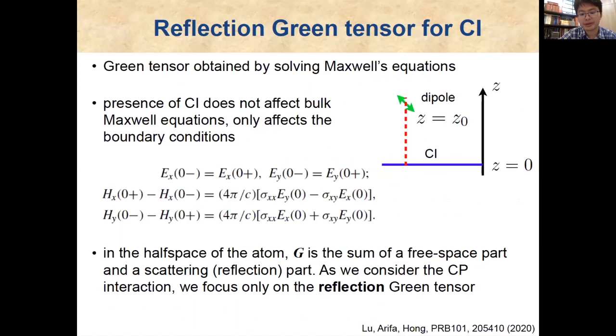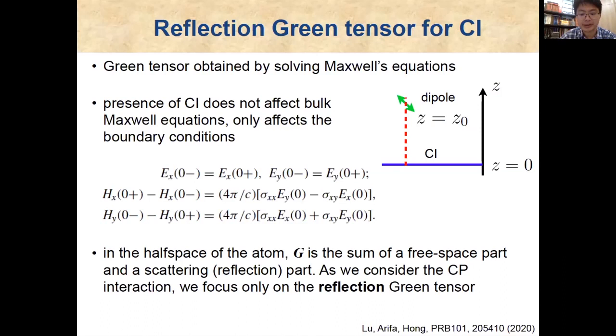So we explicitly see that the Chern insulator enters through sigma xx and sigma xy. And in the half space of the atom, so this is the system we're considering, the Green tensor receives two contributions. One is the free space contribution, and one is coming from waves reflected from the Chern insulator surface. Because we are looking at the Casimir-Polder interaction, we focus only on the reflection part of the Green tensor.